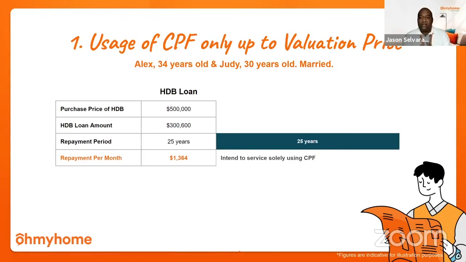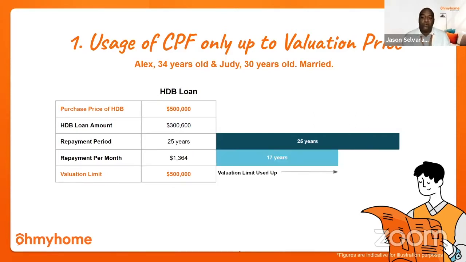The valuation limit for the usage of their CPF for this property is $500,000. Now, even though the price of the HDB and the valuation limit are both $500,000, do note that the repayment per month comprises both the principal sum plus interest, and therefore this amount is estimated to be used up in 17 years' time. Thereafter, Alex and Judy will have to use cash to service their loan installments for the remainder of their loan tenure.